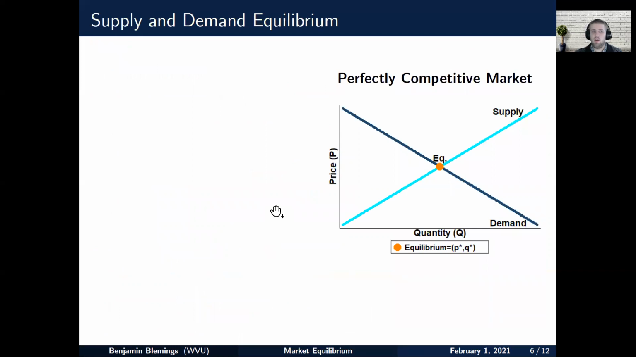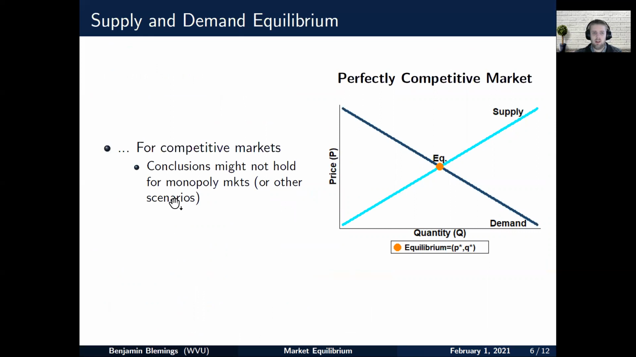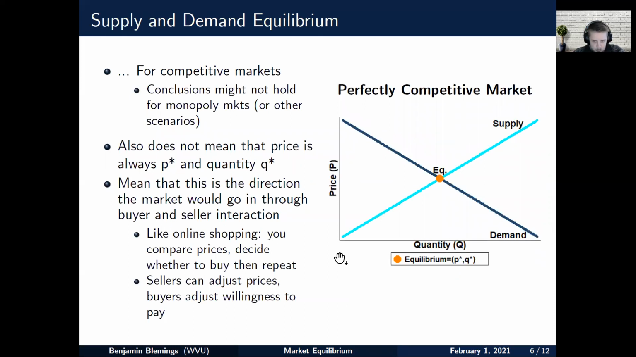All right, so now let's talk more about what equilibrium actually is. For competitive markets, this is what we have. The equilibrium is where the quantity supplied equals the quantity demanded, or where the supply and demand curves cross. And this is this orange point, which is equilibrium, which I'm going to call P star, Q star in this class. Now, importantly, what this doesn't mean is that price is always going to be P star and quantity is always going to be Q star.